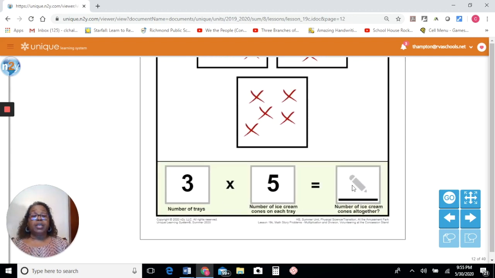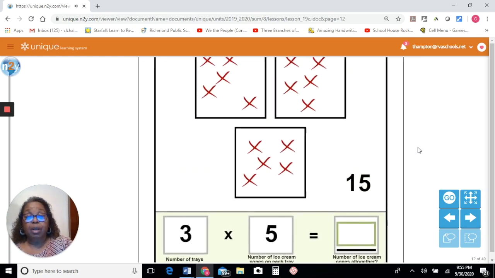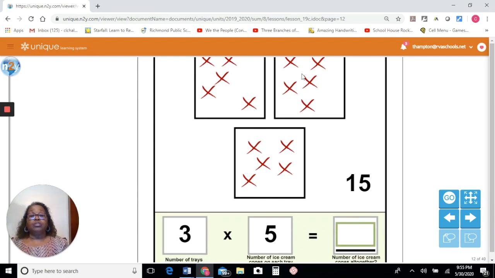Let's write our multiplication problem. I'm going to put what we counted were 15. But to write the multiplication problem, how many trays are there? 1, 2, 3. 3. How many in each tray? The same amount, 5. So you would write it 3 times 5.